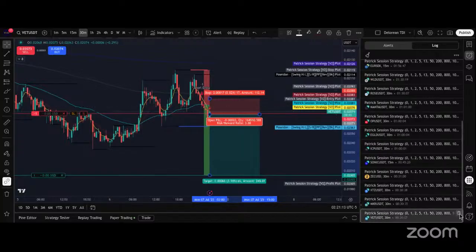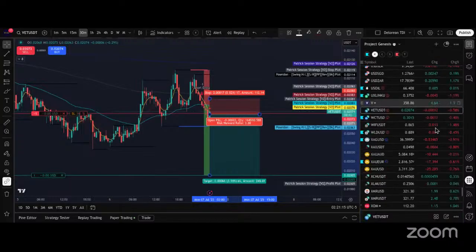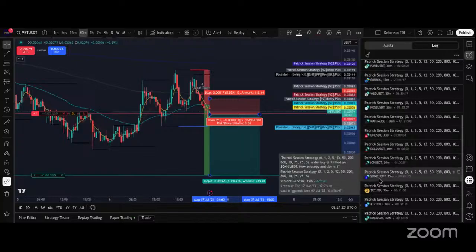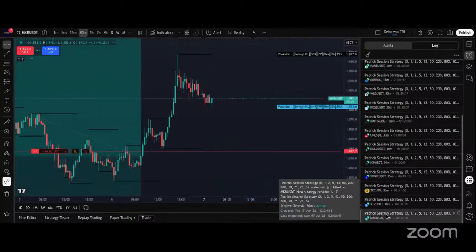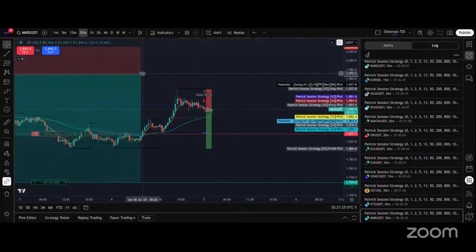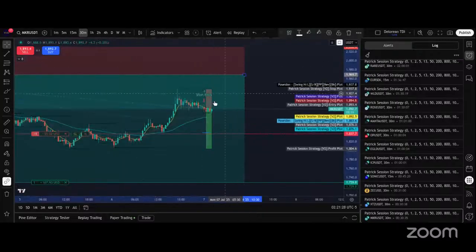Let's move on to the next trade. This is VET. We have a maker versus tether. Again, we've already been in this trade for a while now. It's recalling a sell. We're not going to get in this particular trade. We've been in profit for quite some time.